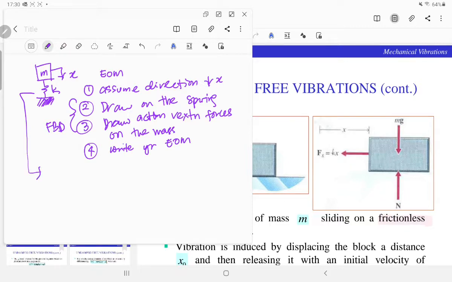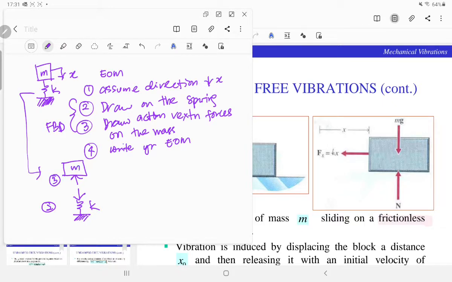Following the steps, you have the assumed direction. So x is going down, which means you have to draw the spring. What happens to the spring? The spring has to go down, in the same direction as the assumed direction. So this is k. The third step is you draw the action-reaction forces on the mass. So your force on the mass goes up. This is number 3.